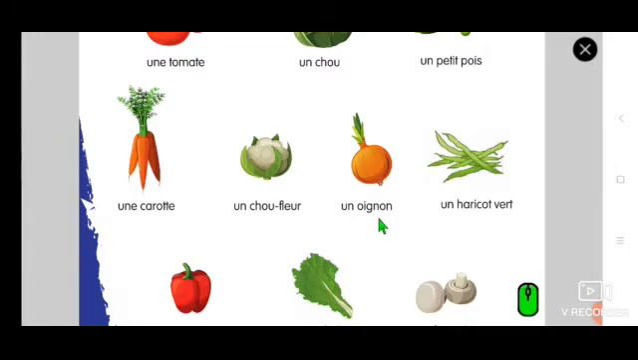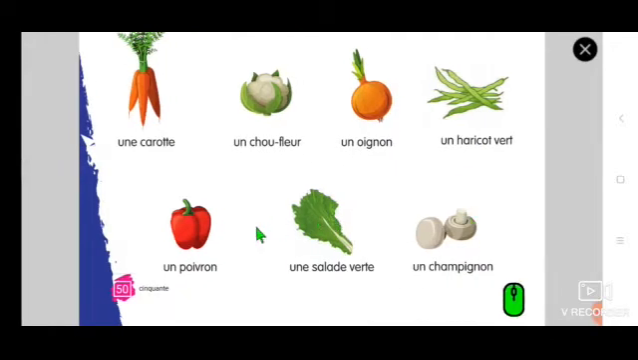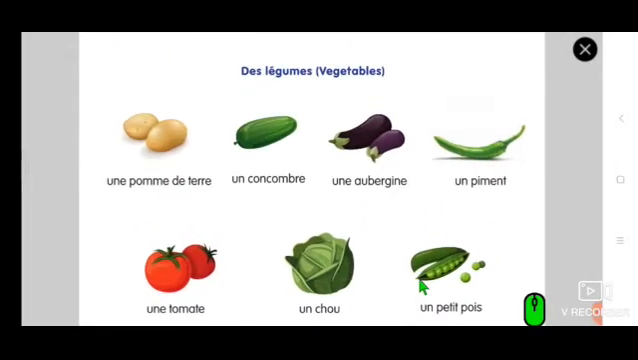Un oignon. Un haricot vert. Un poivron. Une salade verte. Un champignon. Okay, so far what we have learnt is the légumes, that is vegetables. So please read the topic and then you get into this.